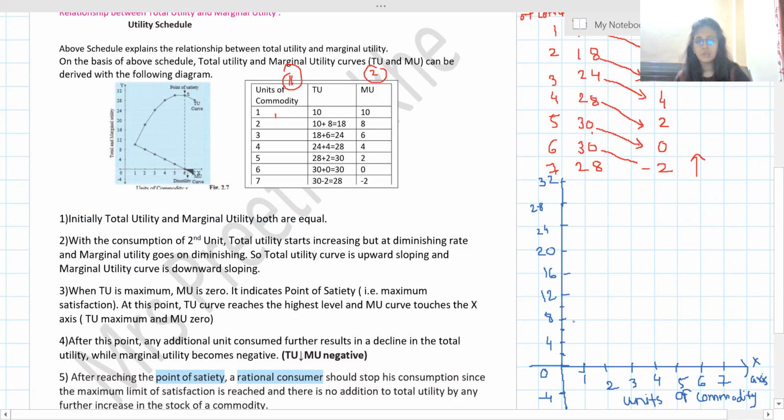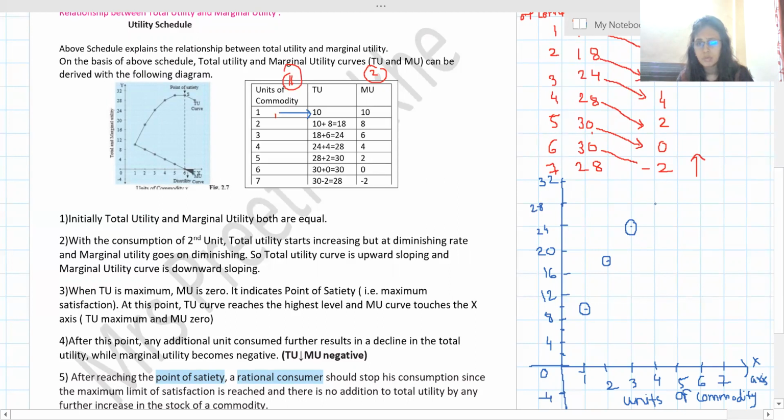For example, for the first unit, you have to consider 10. So what I will do, I will go here and mark 10 units. For example, it will come like this. For the second unit, how much is it? 18. 18 will come here. For the third unit, it is 24. So it will be like this. Then for the fourth unit, it is 28.